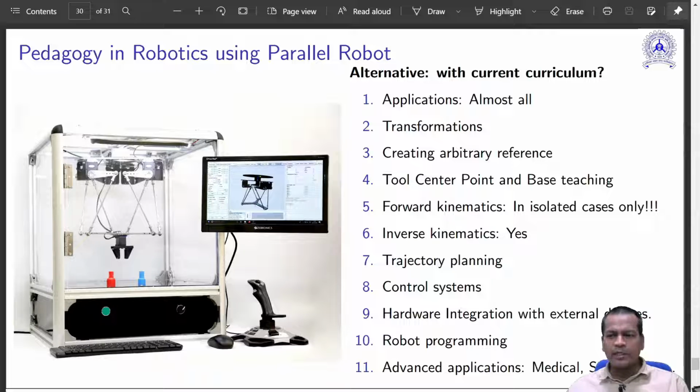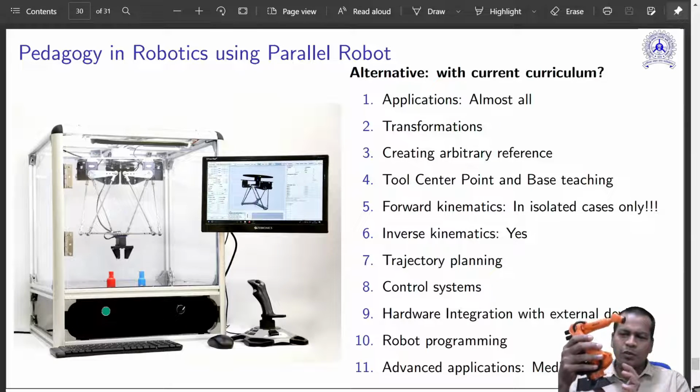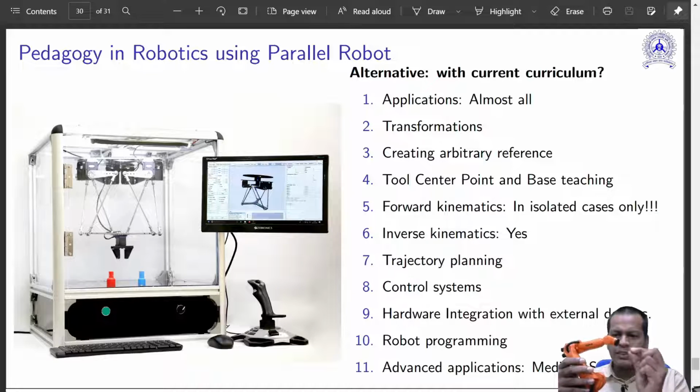Tool center point and base stitching, what is that? When you buy a new robot, you just know the flange location. The robot tells you by default where your flange center is located with respect to the robot base. But as soon as you attach any tool, the coordinate changes, the end effector location changes. So that is the tool center, and that can be calibrated even with this. Base stitching can be done.